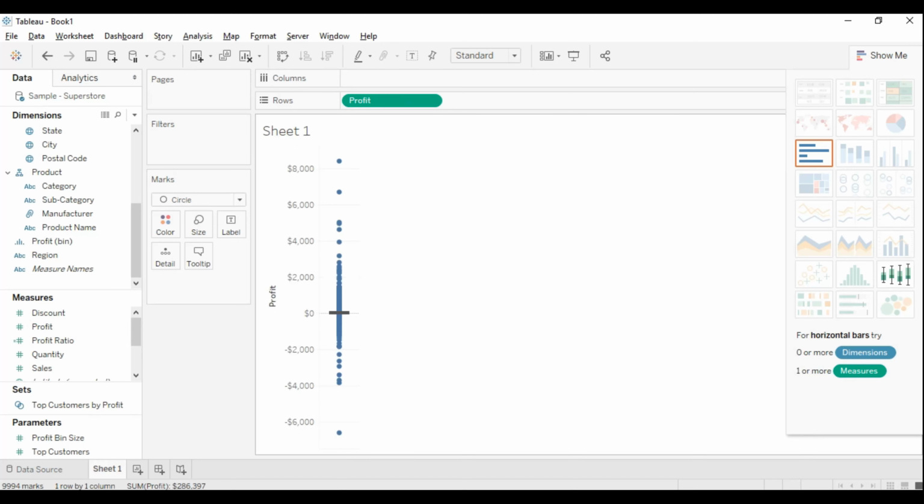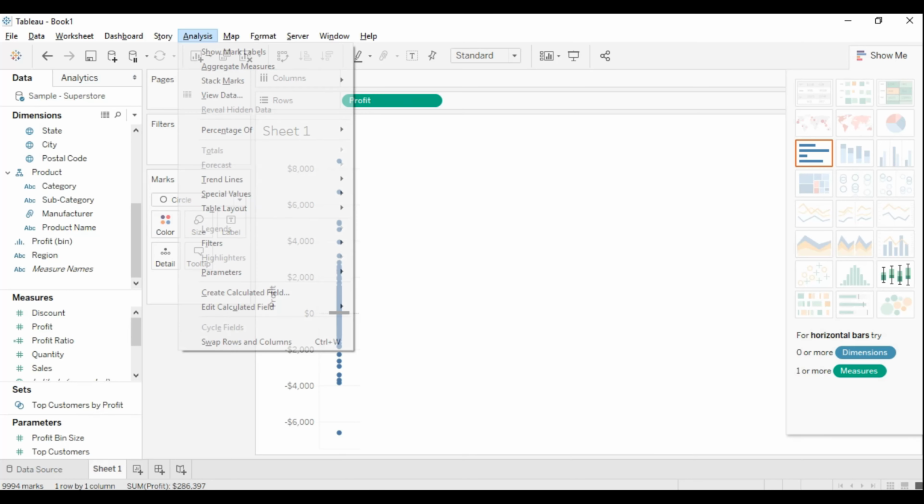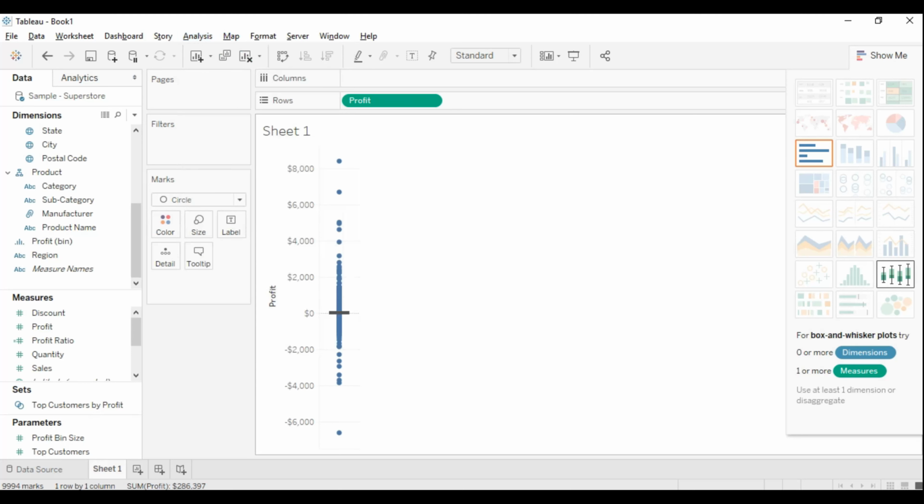So what happens here? I have chosen profit, unless this aggregate measure comes in. If I remove that, by default Tableau always aggregates your values, but if I uncheck the aggregate values, the regular raw data comes in.